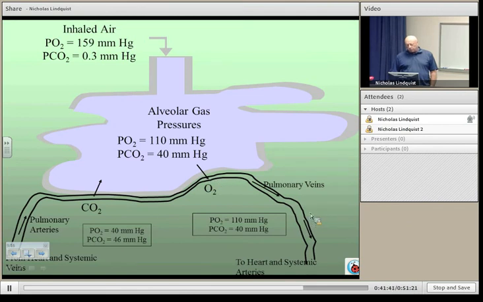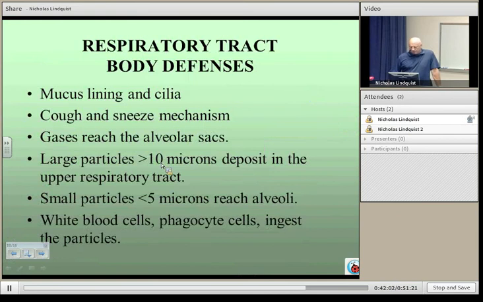As we mentioned, when we have large particles, and we can define those as greater than 10 microns, they're going to get deposited in that upper respiratory tract system, the trunk, the nose, the throat area. The smaller particles, 10 microns and below, are going to get down into the bronchial regions, and the smallest particles, less than 5 microns, are actually going to get down into the alveoli air sacs.